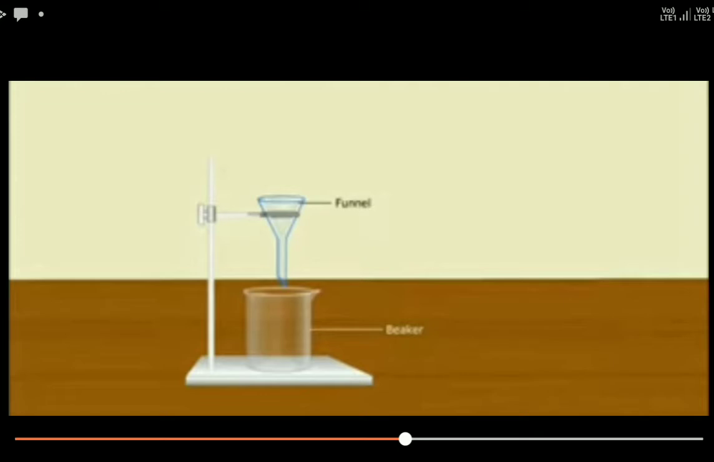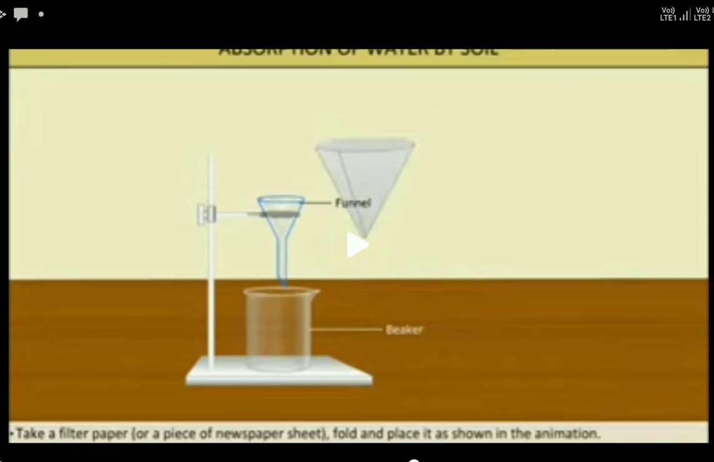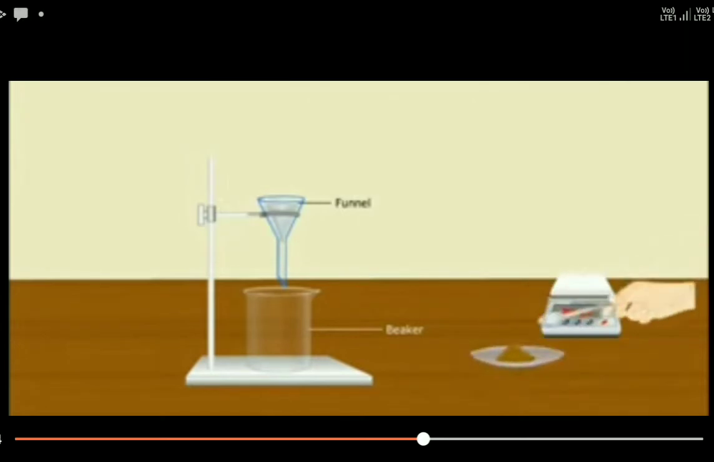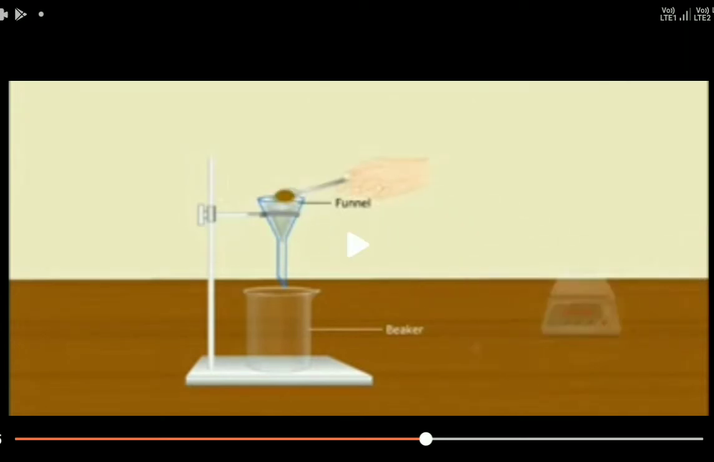Next, what we are doing, see, we are taking a filter paper. This is the filter paper. We are folding it in the shape of a cone, and we are inserting it inside the funnel. Next, we are taking the soil. How much soil are we taking? According to the activity given here, we are taking 50 gram of soil. We should weigh it, that is why the weighing machine is there. We have to weigh 50 gram of the soil, and put it inside the funnel.